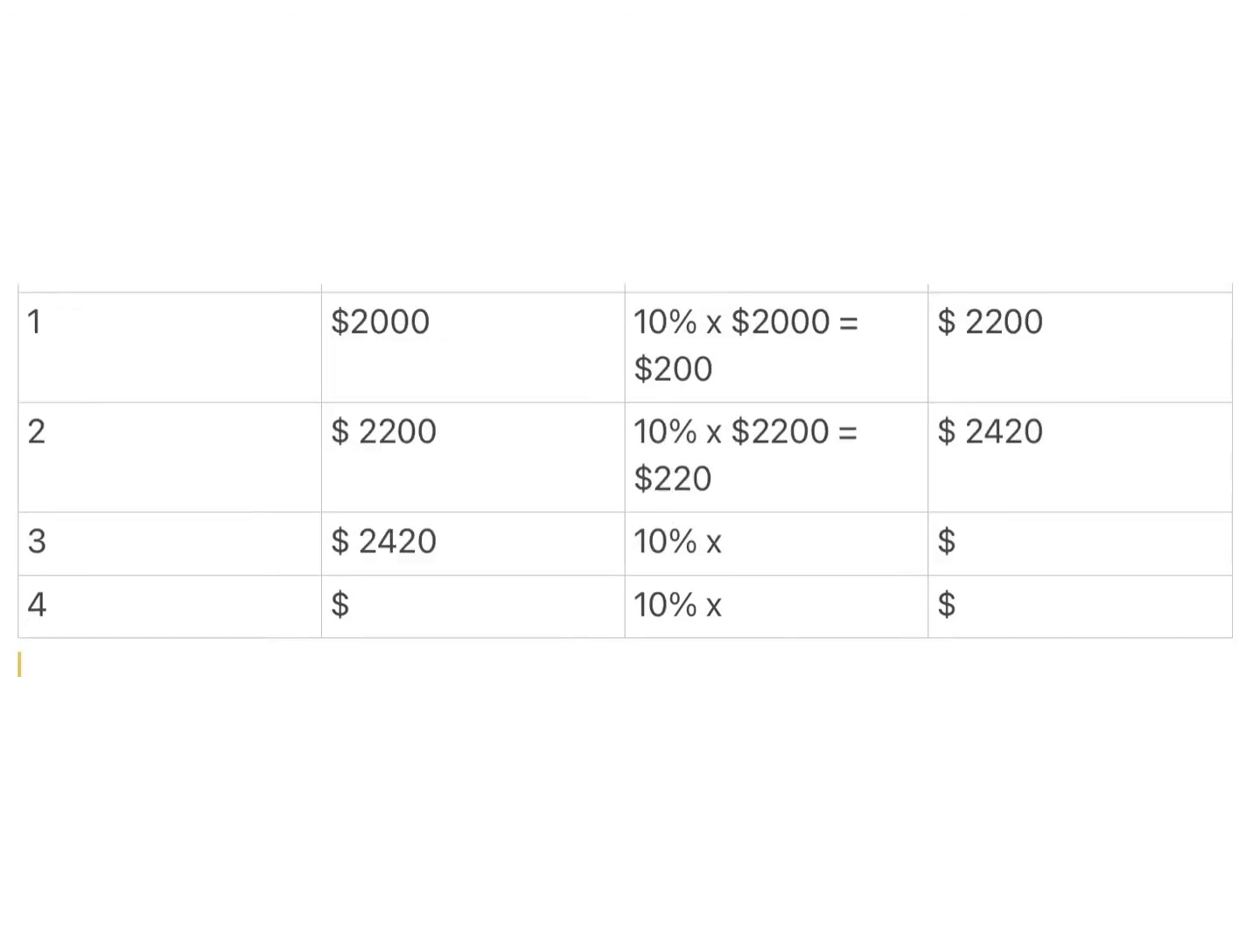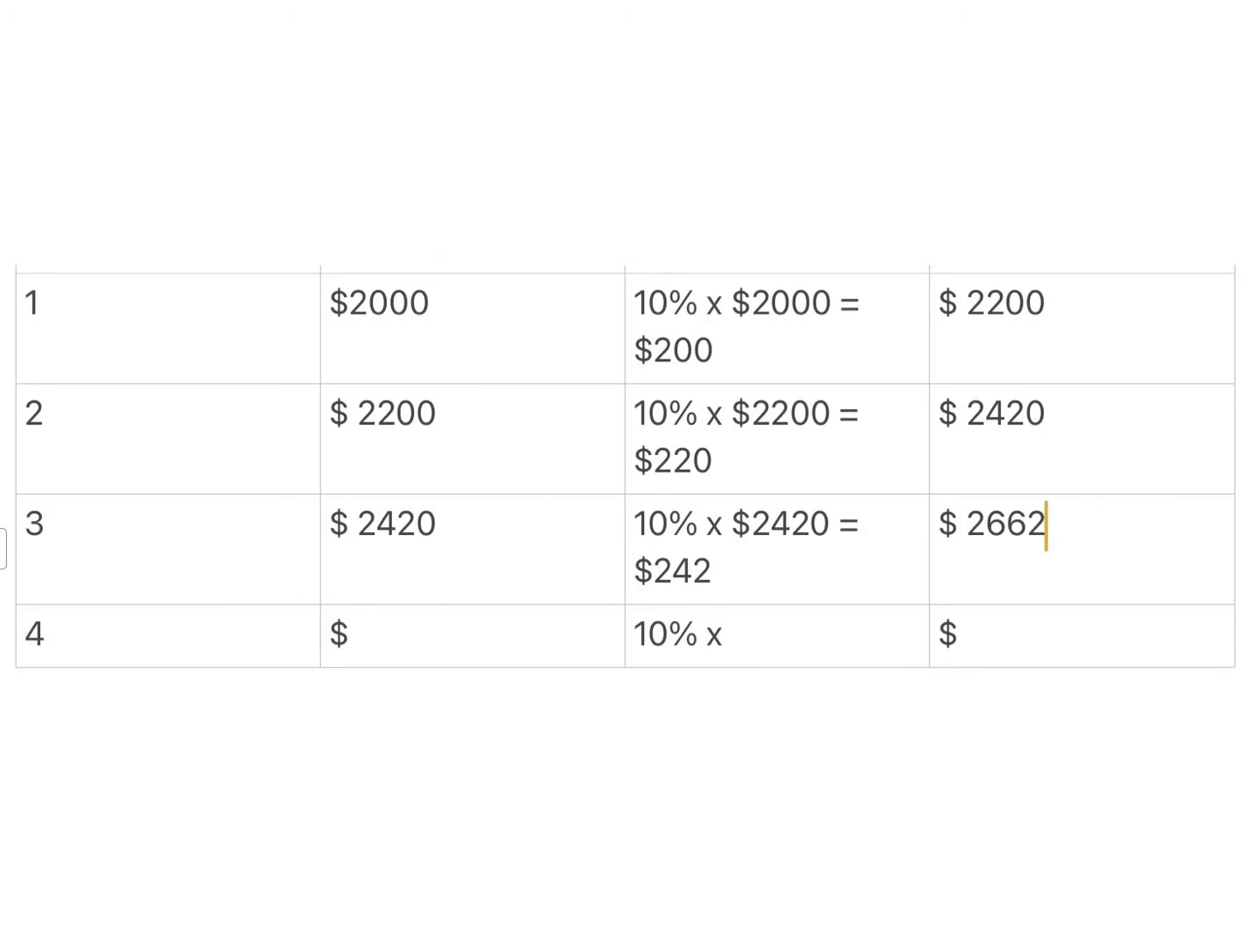Now, we're going to find 10% of that $2,200. And we get $220. And we add it on, and we get $2,420. So that's our closing balance at the end of the second year. Note that at the beginning of the third year, it's what we finish with at the end of the second year. So now we start the third year with $2,420.